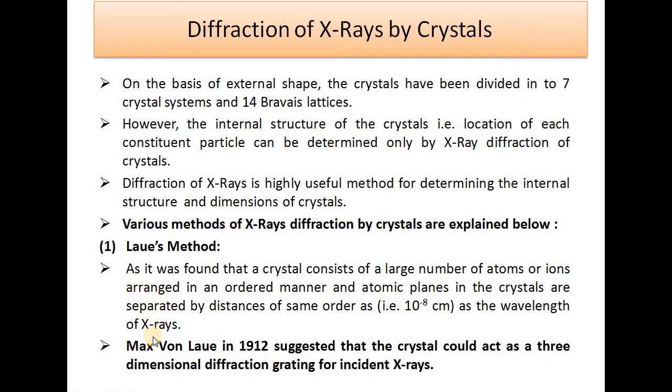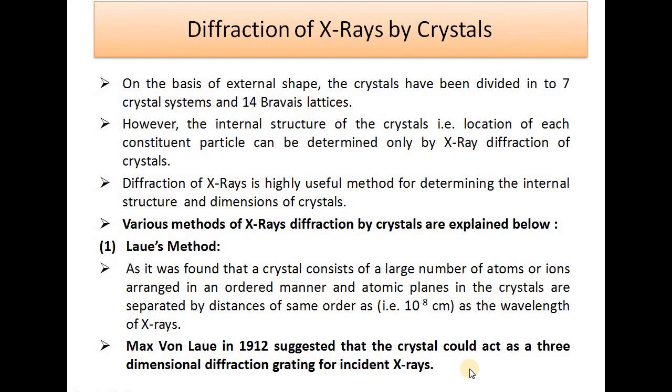So it was suggested by Max von Laue in 1912 that the crystal could act as a three-dimensional diffraction grating for incident X-rays. As the order of distance between the atomic planes is the same as the order of the wavelength of the X-rays, that's why he suggested that the crystal should act as a three-dimensional diffraction grating for incident X-rays.